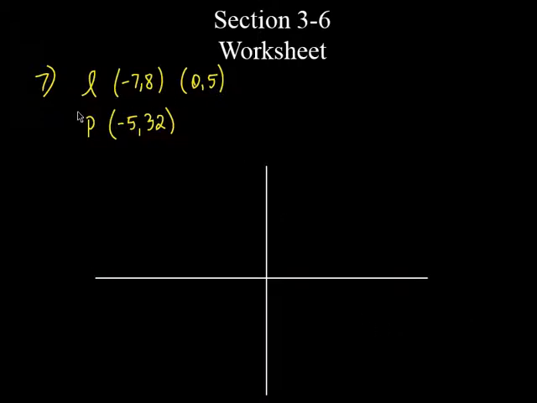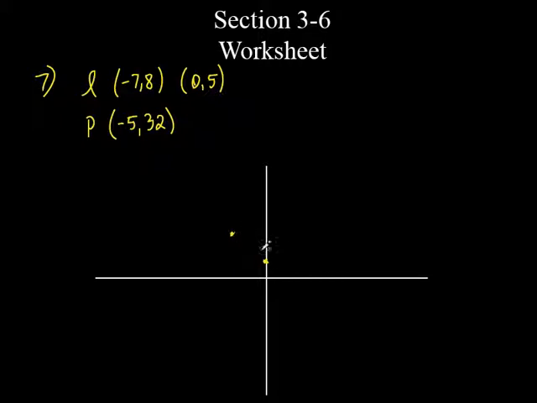So let's do this. I'll make this yellow. Negative 7, 8 would be about right in here somewhere. Again, see, I'm not even counting, right? But I know it's going to be around here somewhere. Would you agree? Negative 7, 8. And then 0, 5 would be a little bit shorter. Would be about right there. Does that look about right?